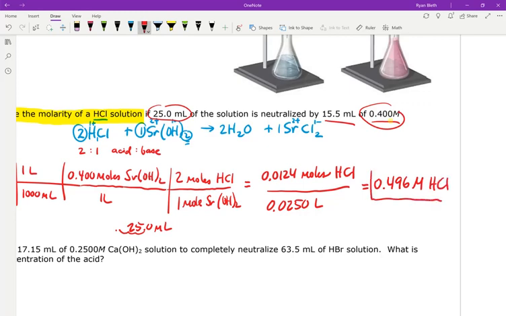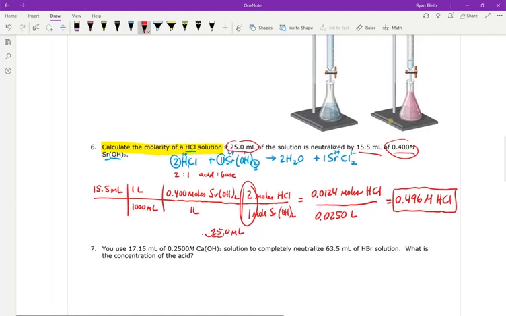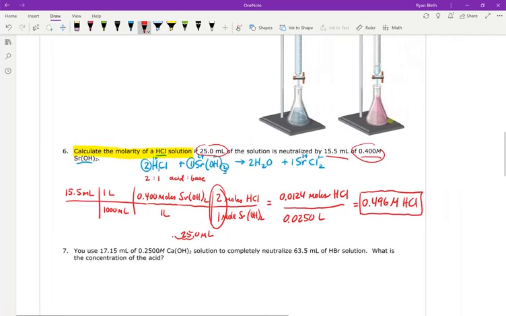Not much different about that problem, but the one thing that was different was this 2-to-1 ratio that we see between the acid and the base. And that 2-to-1 ratio matters because if we treated it as 1-to-1, then we would have half as many moles, and we would have a molarity that's half as much, and we'd be off by a factor of 50%, which is a pretty big deal, right? Can't just blow that off. You have to take that into consideration.